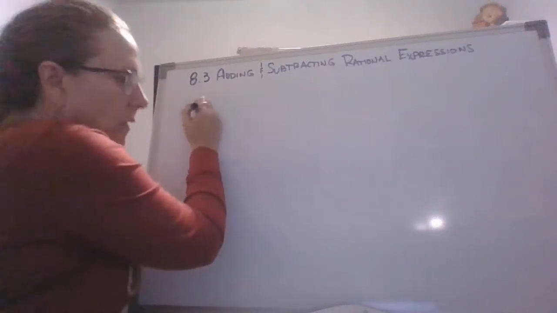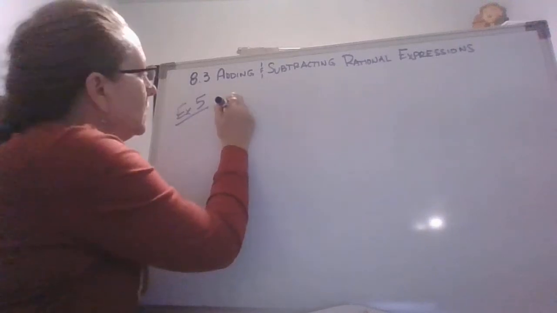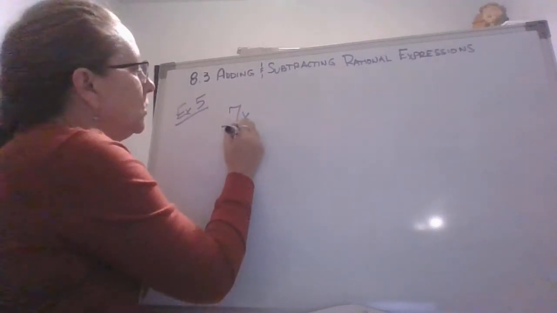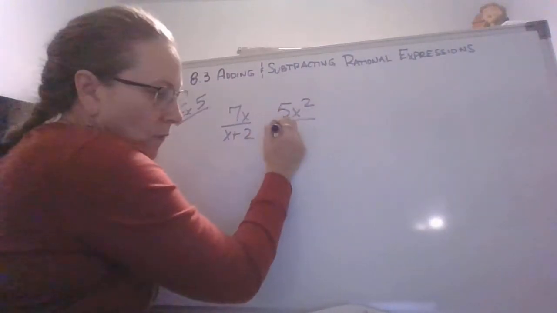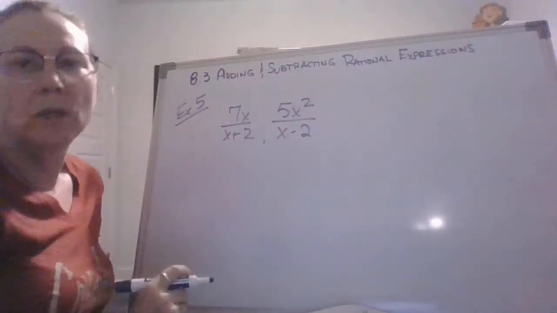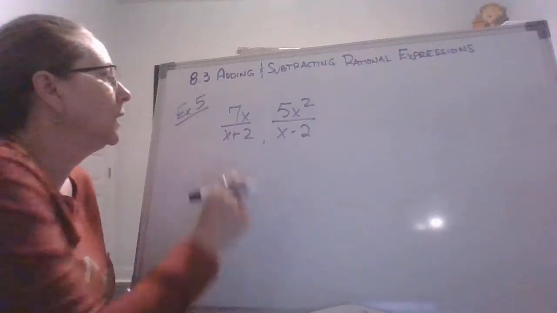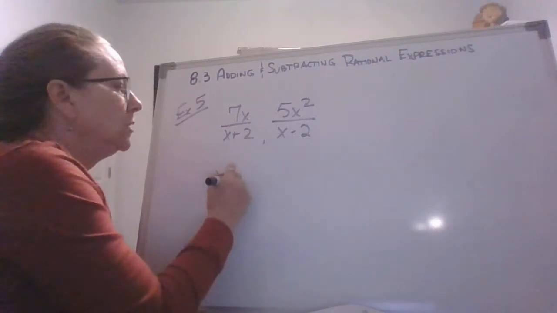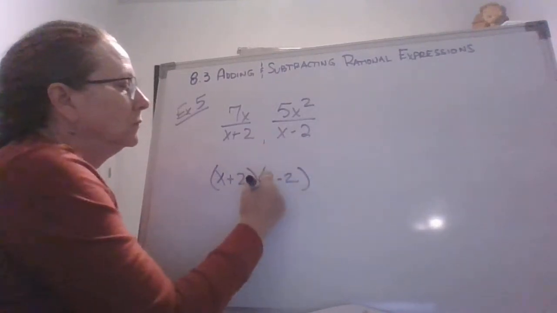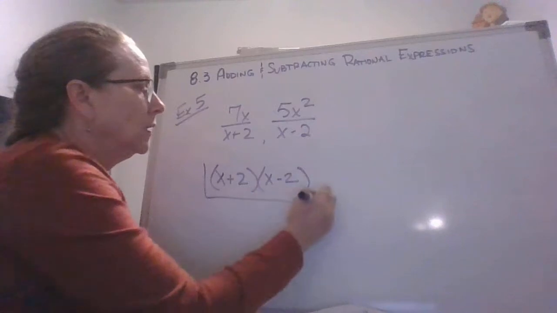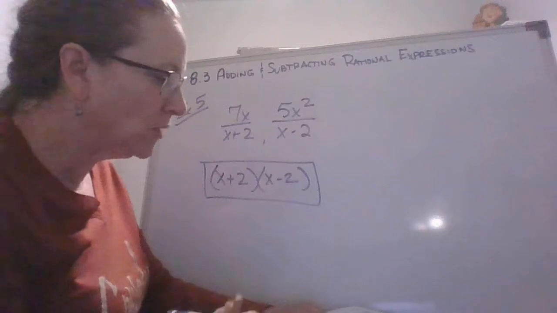All right, so here is example 5. 7x over x plus 2 and 5x squared over x minus 2. Well, you might be thinking, can I factor out a negative? Can I change one of these? You cannot. So this one has a factor of x plus 2. This has a factor of x minus 2. You have to take one of each, and that is now your LCD. That's it. So nothing special there.